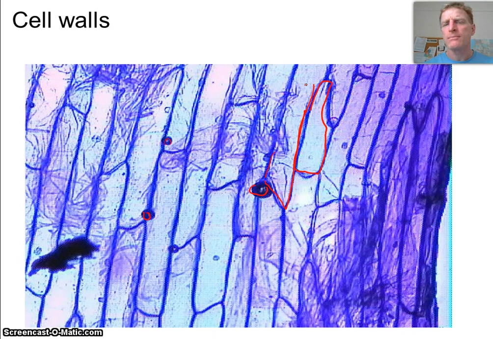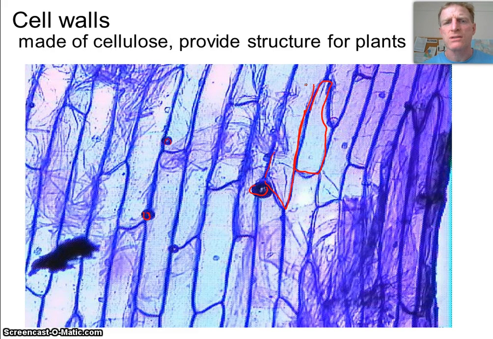Remember from our biochemistry unit, cell walls are composed of an important molecule that we talked about. Do you remember what that was? Cellulose, right? So cellulose is a polysaccharide made out of glucose polymers, and it provides the structure for plants. We can't digest it, so when we eat plant cell walls, it goes right through us. We call it dietary fiber. But plant cell walls provide structure for plant cells, and they are made of an important molecule called cellulose.